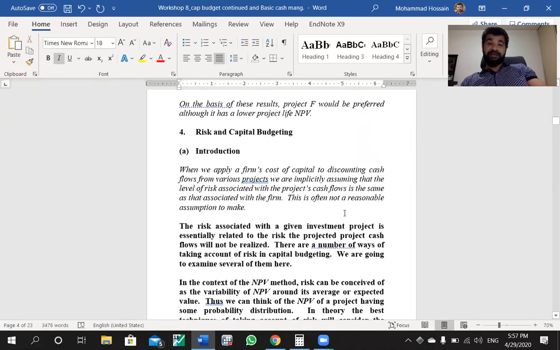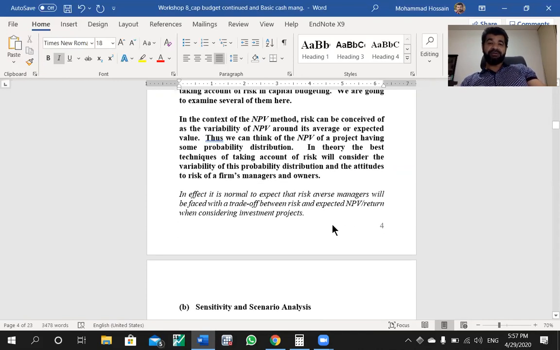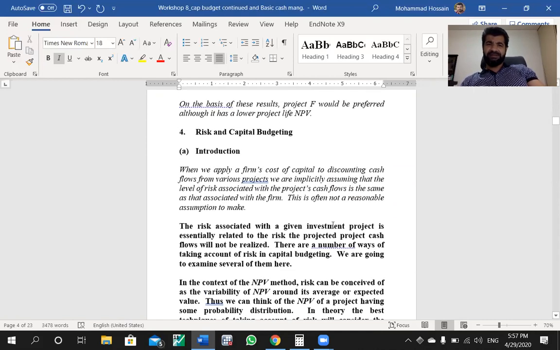Now we move on to the next one, risk and capital budgeting. In this case, they say very nicely at the beginning: when we apply a firm's cost of capital to discounting cash flows from various projects, we are implicitly assuming that the level of risk associated with the project cash flow is the same as that associated with the firm. So when we are considering our risk, we are applying the firm's cost of capital.